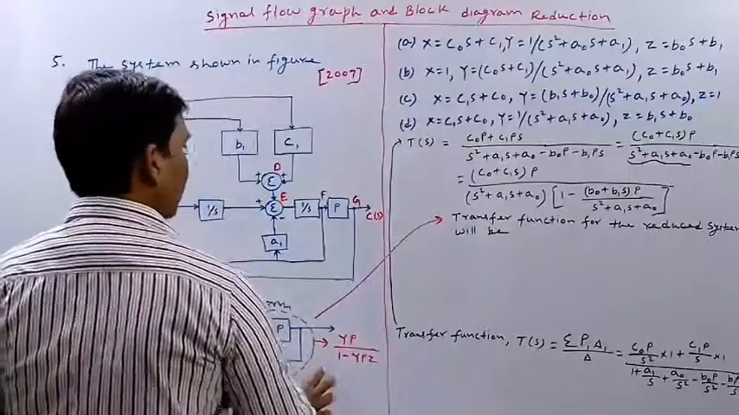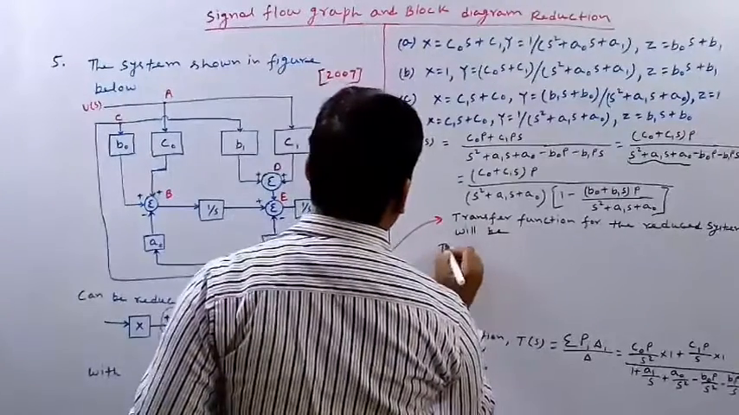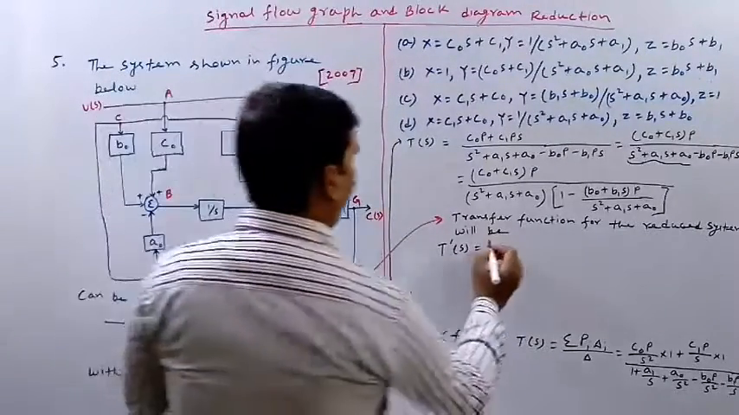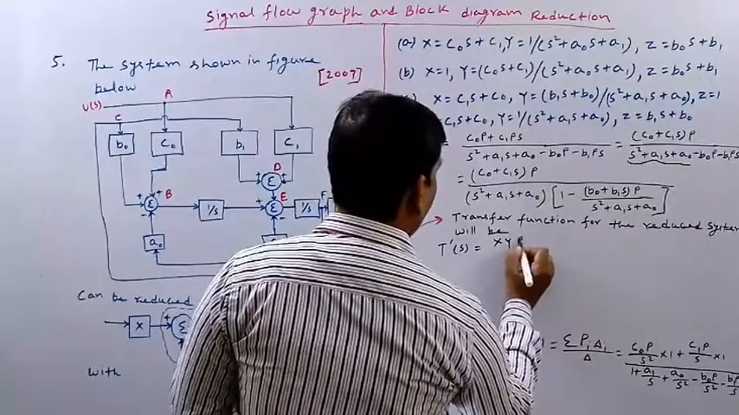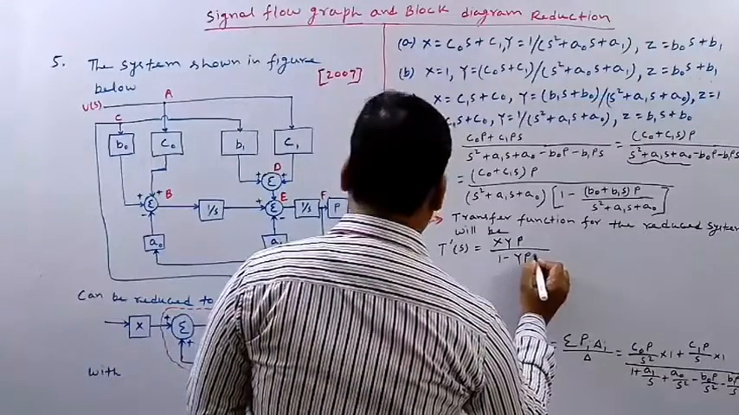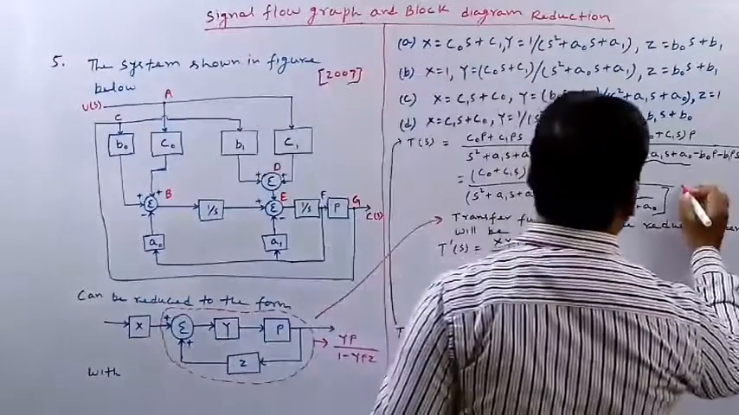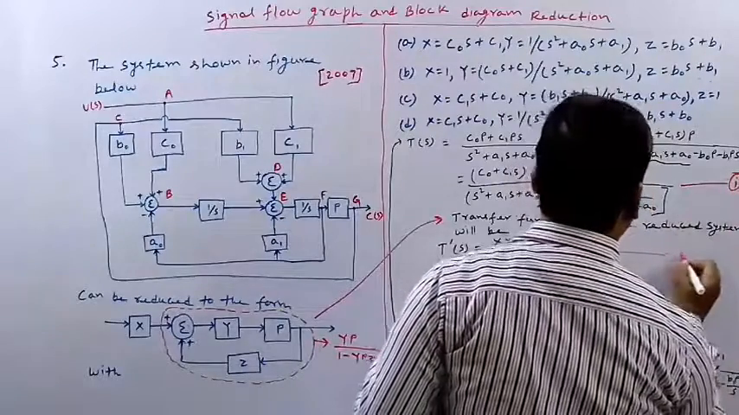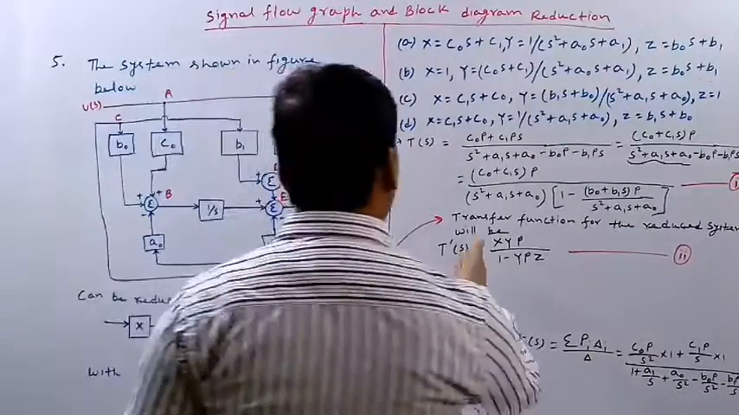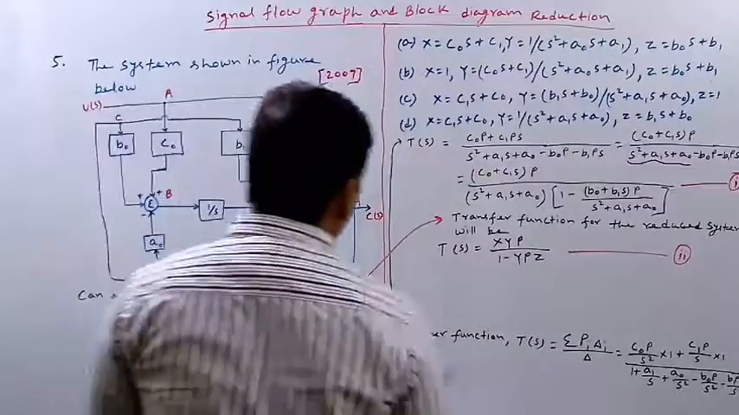So the transfer function for this reduced system, let me write it as T dash (s). So T dash (s) will be nothing but X multiplied by this one, so XYp divided by 1 minus YpZ. Now if we compare, this is equation 1, and this is equation 2. If we compare T and T dash, because both are the same, let me write it also as T, and let me wipe this out.